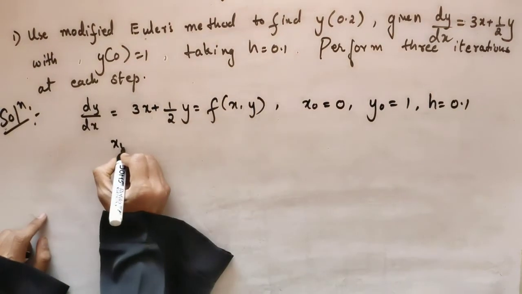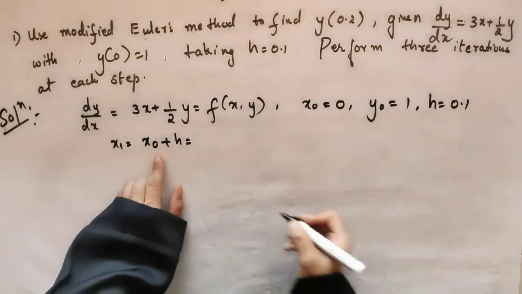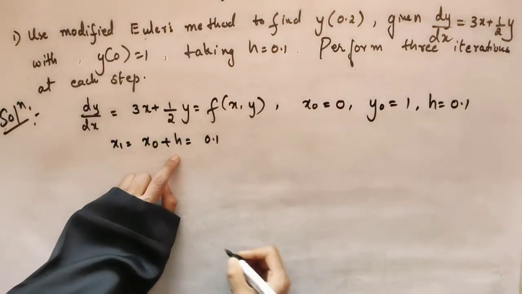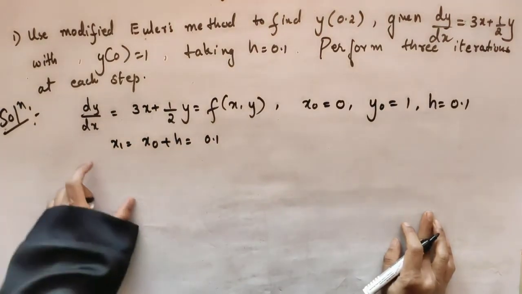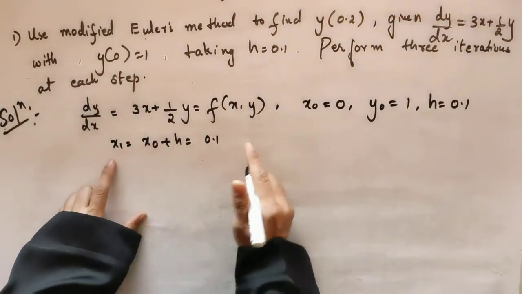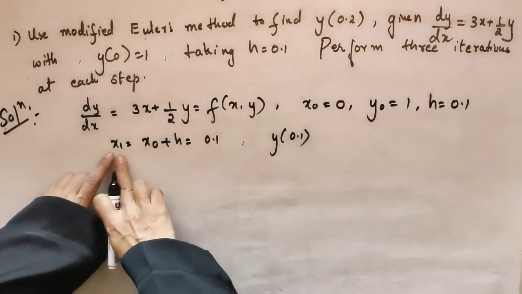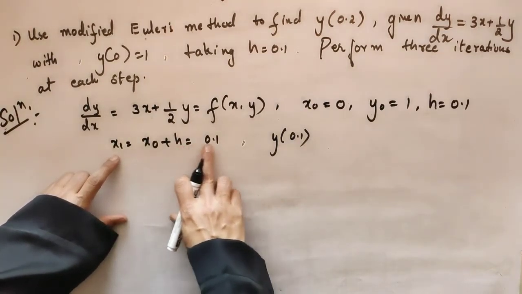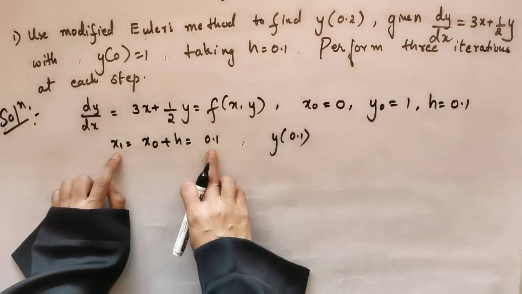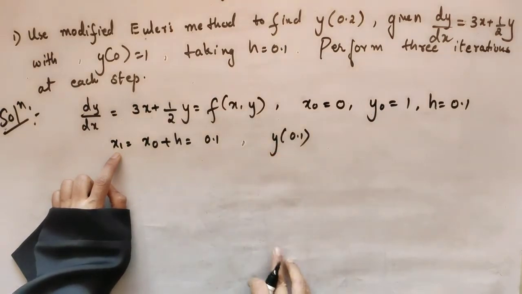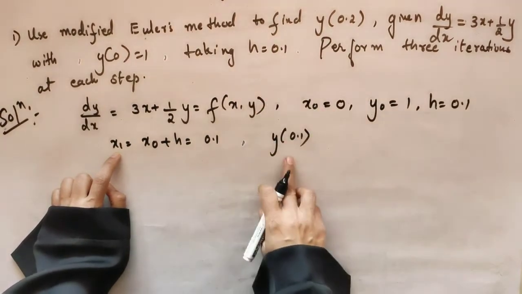So what should x1 be for you? x1 is x0 plus h. So x0 is 0, h is 0.1, so you get x1 to be 0.1. Means if you work this problem first, you are going to get the value for y of 0.1. Had you taken h is equal to 0.2, you would have directly got x1 to be 0.2 and you would have got the result directly. But in the question, it is said taking h is equal to 0.1, so you are going to take h as 0.1 only.